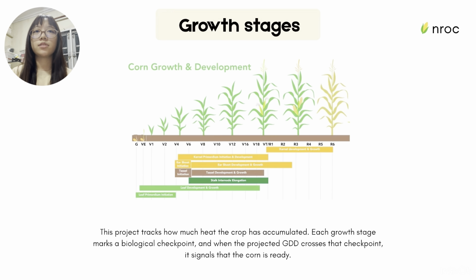Corn development follows a series of vegetative stages all the way to harvest. Each stage is a biological checkpoint: when the cumulative GDD crosses the threshold for a particular stage, it signals that the corn has progressed. Our goal is to predict when those thresholds will be crossed using forecast temperature data.